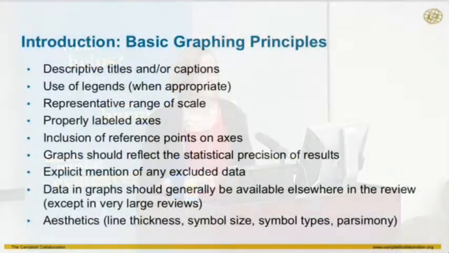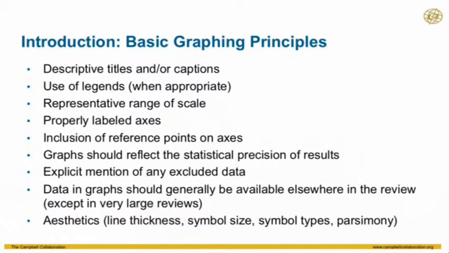Inclusion of reference points or reference lines on axes is important. I think especially with meta-analysis, it's often useful to have lines at the null effect. This might be a reference line at the 0 value if you're looking at standardized mean difference effect sizes. But often it can be useful to have reference lines at points that may be clinically or substantively meaningful. So if you've identified what effect might be clinically relevant, have a reference point there, again to help draw readers' attention to those points.